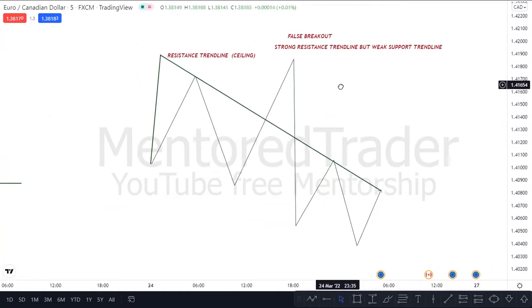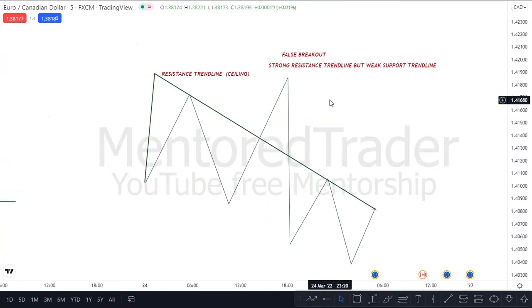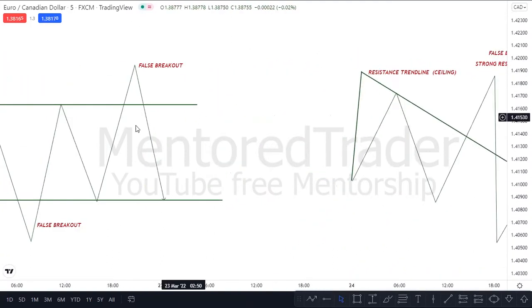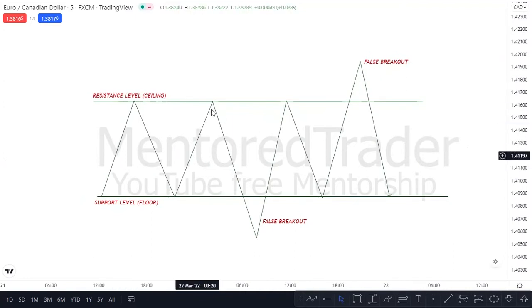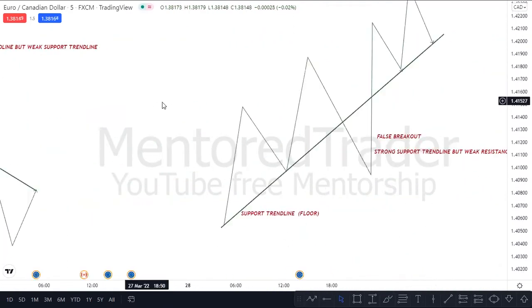In episode 11, we talked about false breakouts. And you know, there is a strong resistance level but a weak support level. That's why, in the video in episode 11, you can learn more. So here we see one false breakout, and here another false breakout. So, moving to the uptrend.